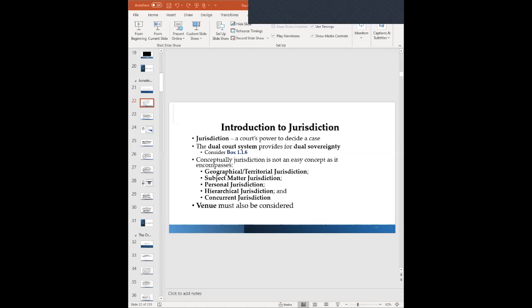And it also conceptually doesn't seem easy, because jurisdiction encompasses several things, several subcomponents. So jurisdiction encompasses geographical and territorial jurisdiction, which is kind of what your gut reaction is, right? Like, well, he committed the crime in New York, so he's going to go to New York courts. And he's in the United States, so he's going to the federal courts.